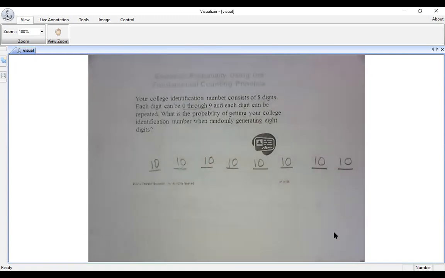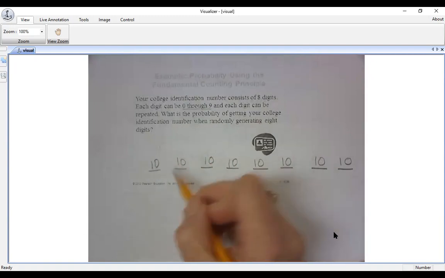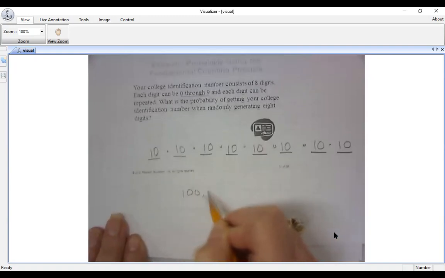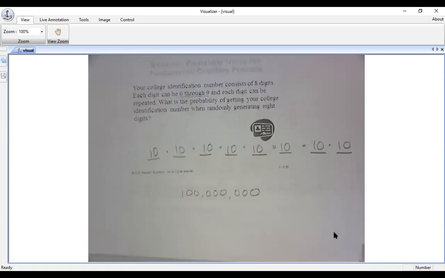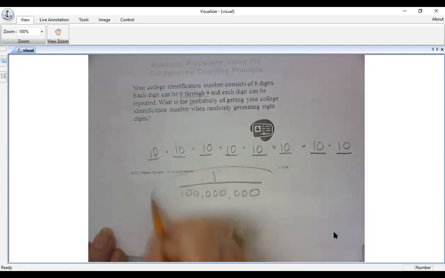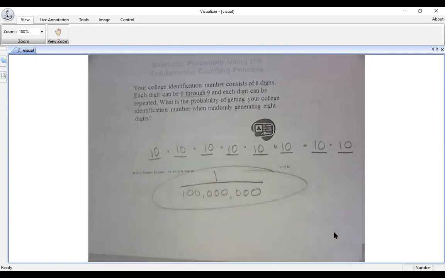And what do I do to find out how many possible combinations of digits we end up with? Oh my gosh, that's 10 to the 8th power, which is 100 million, isn't it? That's a 1 with 8 zeros after it. Now, is that my answer? What did the question say to find? Yes, what's the probability that you randomly get your college ID number? How many of these numbers match yours? Oh my goodness. That is not a likely event, is it?